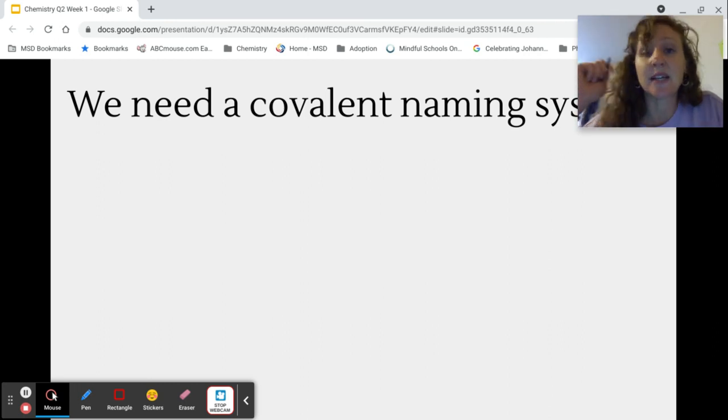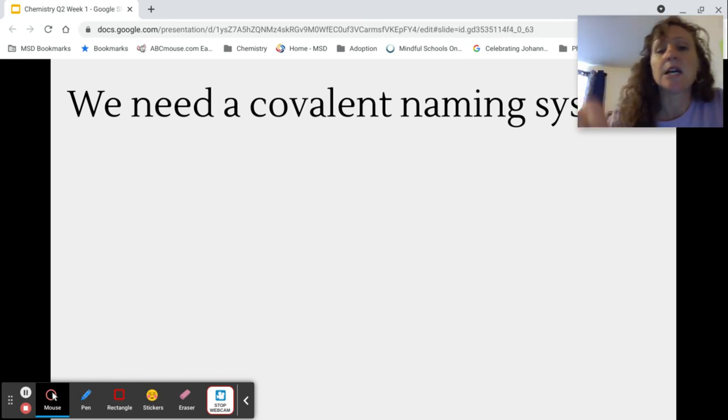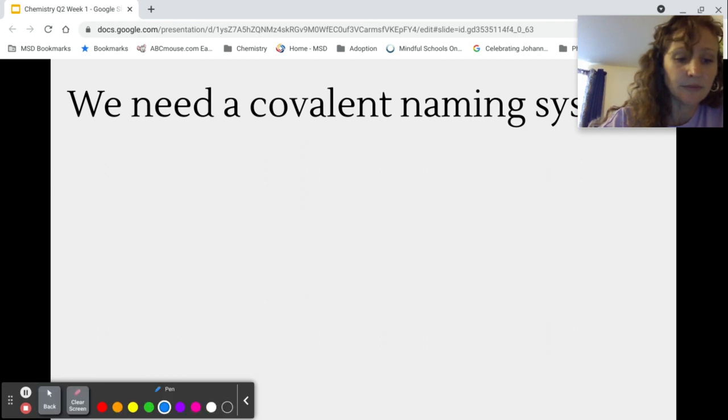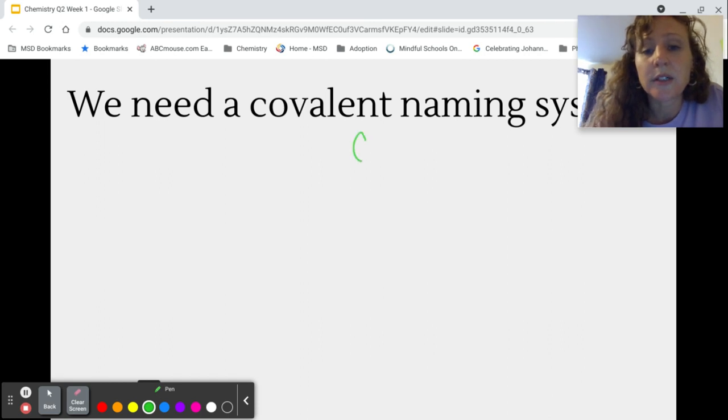So here is naming system number 2 that we're going to learn, the covalent naming system. It has some similarities with the ionic naming system. It also has some differences. So let's talk about what it is, and then we can talk about some of these similarities and differences. So in the covalent naming system, you are going to do a couple different things. First of all, you are going to name the elements that are present.